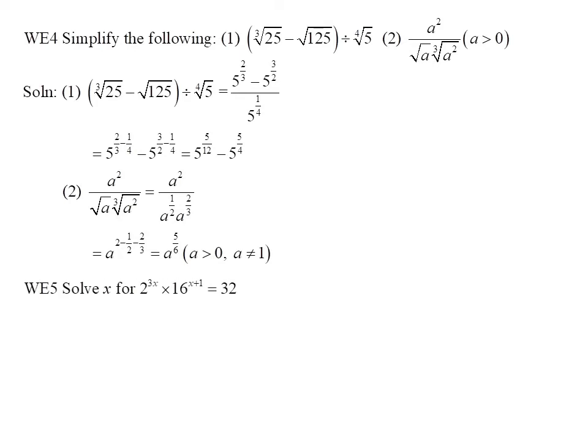Example 5 is to solve an exponential equation. After initial observation, it is found that all the bases can be transformed to base 2. So the equation becomes 2 to the 3x multiplied by 2 to the power of 4 times (x plus 1) equals 2 to the 5th. Since the base on both sides is the same, the indices of both sides must be the same. After solving the linear equation, x equals 1 over 7.